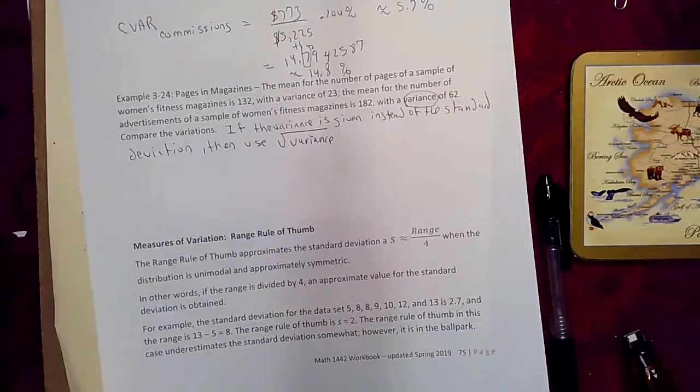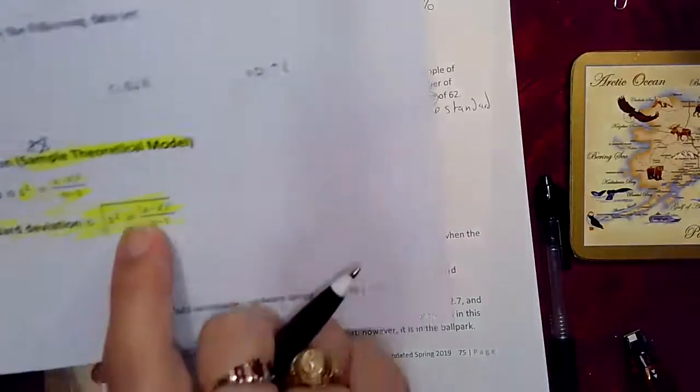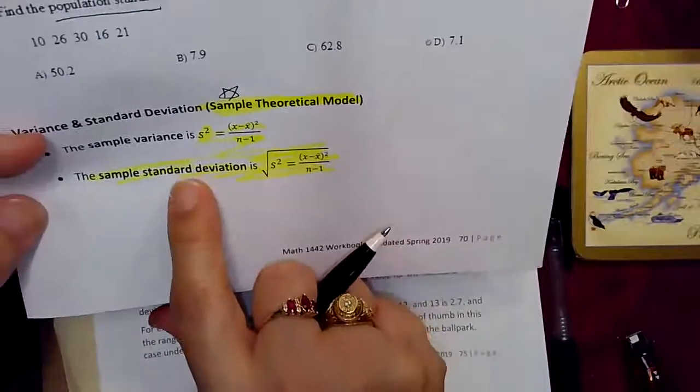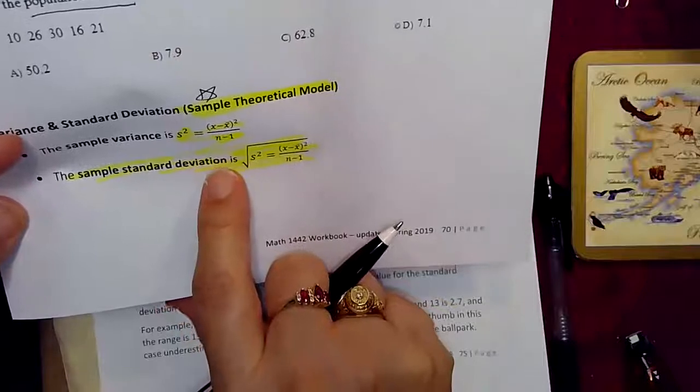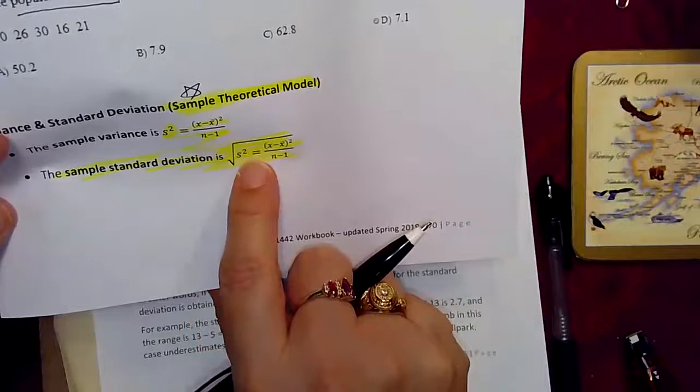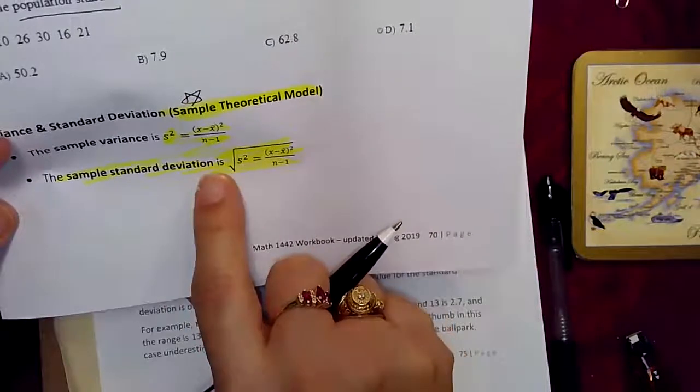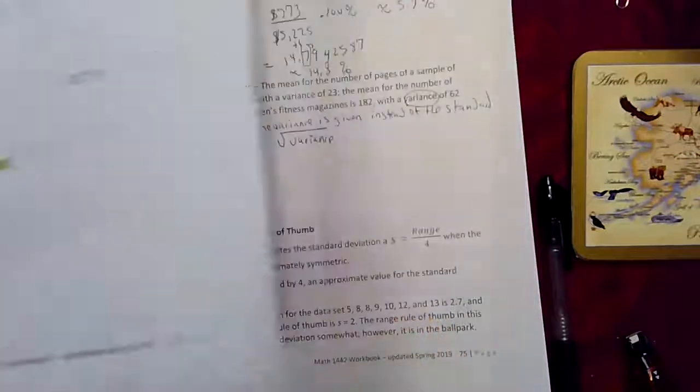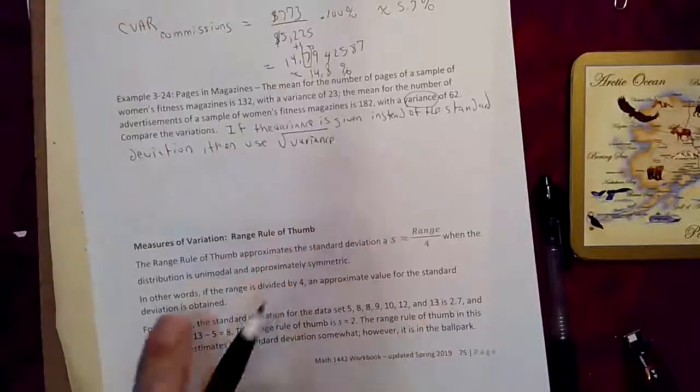Actually, I had 2 pages. The first page, and I have one with formulas. Let me go back to the one with formulas. That's this idea here. See, standard deviation, square root of your variance. Okay. All right. That's kind of what this is related to.